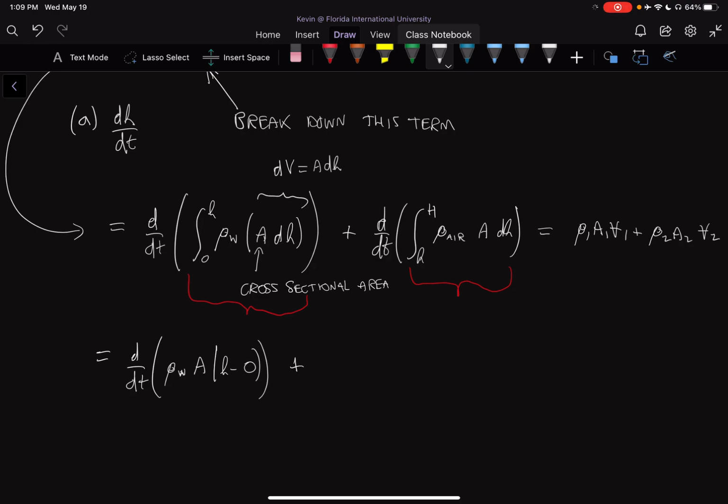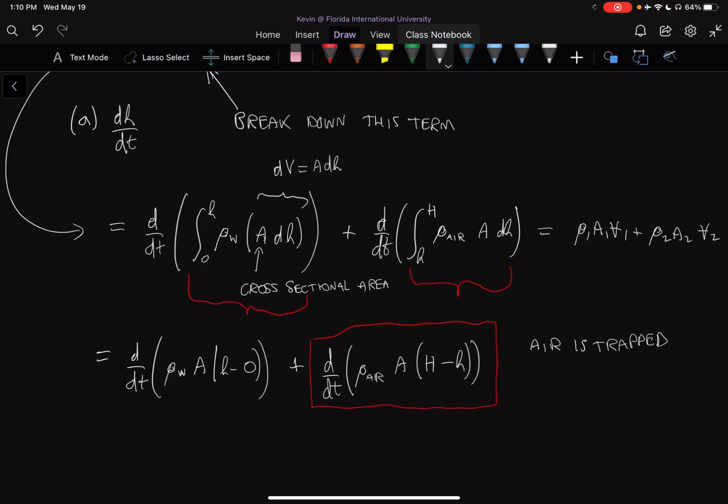And the second term is going to be d/dt times rho of air times A. Again, we're taking them out because we're assuming they're constant, of h minus h. And we know that in this term, we can say that the air is trapped. So what happens when air is trapped? When air is trapped, the differential of rho times A times the change in H, what does this term go to when we increase the height? This term slowly goes to 0.